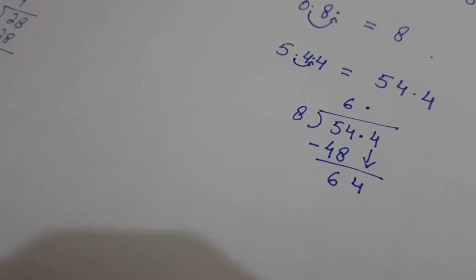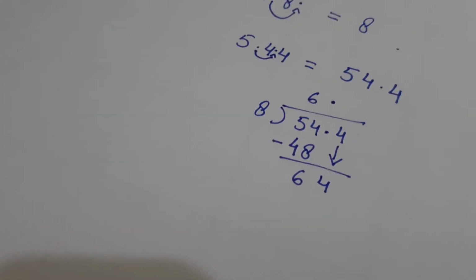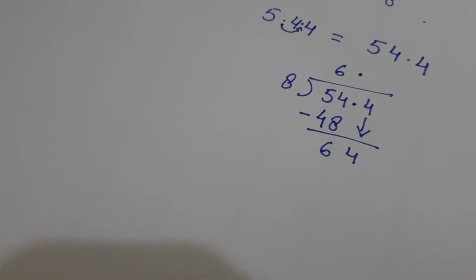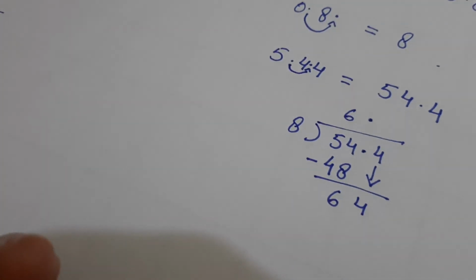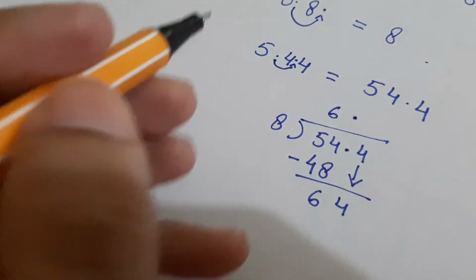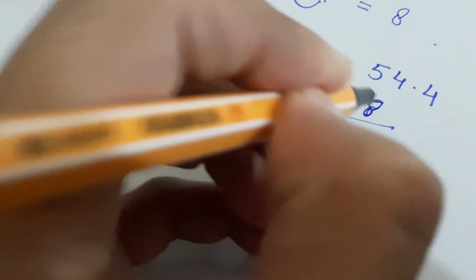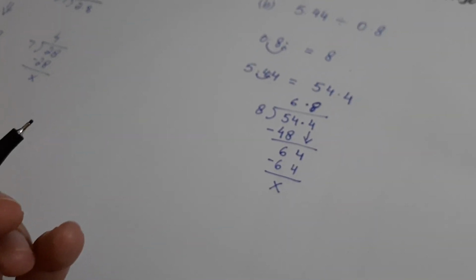Now it becomes 64. So do we have 64 in the table of 8, or any number that is smaller than 64 that can be divisible by 8? Well, we exactly have 64 in the table of 8 that can be divided by 8. Okay, I'm just repeating a few things. So 8 times 8 is 64. Now 64 minus 64 is 0.